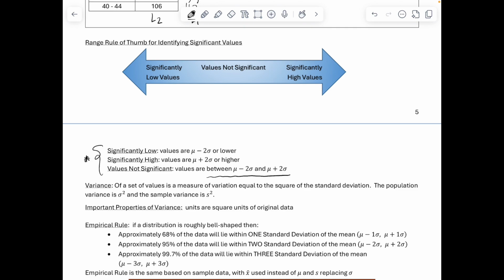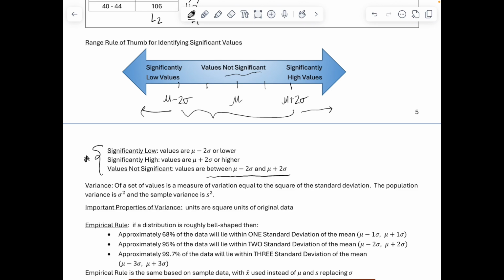So on our graph up above, the mean is going to go in the middle. So I'm going to go in and put mu. And I'm going to go one standard deviation each way. And then I'm going to go a second standard deviation each way. So I have mu plus 2 standard deviations and mu minus 2 standard deviations. And anything that is not significant is going to be between these two values, and then significantly high is larger than mu plus 2 sigma, and significantly low is going to be less than mu minus 2 sigma.